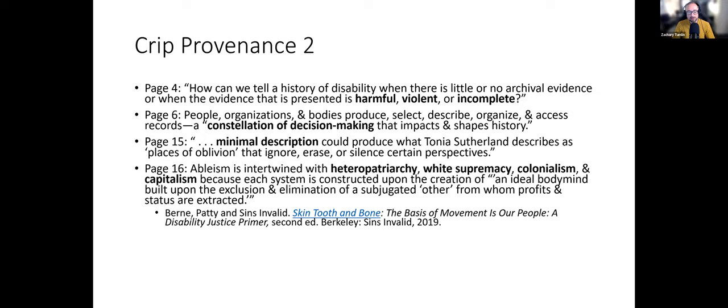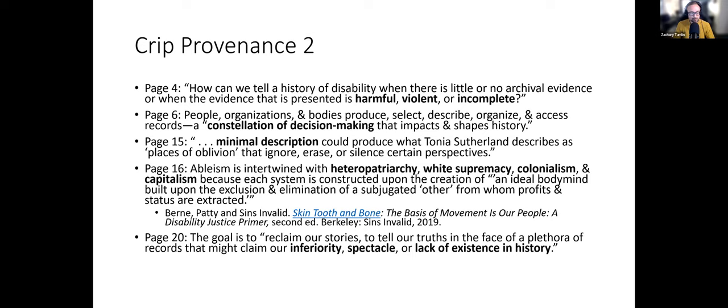Ableism is intertwined with heteropatriarchy, white supremacy, colonialism, and capitalism because each system is constructed upon the creation of an ideal body-mind built upon the exclusion and elimination of a subjugated other from whom profits and status are extracted. I'd like to point out capitalism, especially with its emphasis on productivity. This is where a lot of disability stigma comes from, when you're not able to be as productive as a non-disabled person. The goal is to reclaim our stories, to tell our truths in the face of a plethora of records that might claim our inferiority, spectacle, or lack of existence in history. So that is my goal today, to teach you how to do some of this reclaiming, whether you're disabled or not, to help tell these stories.